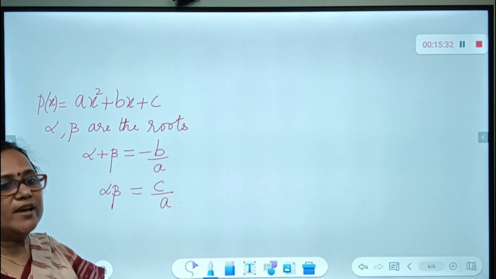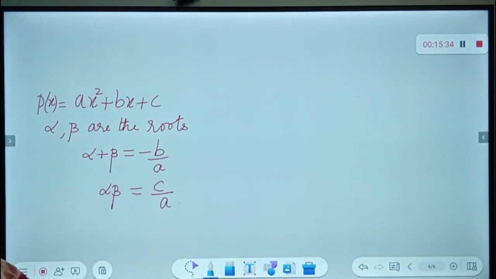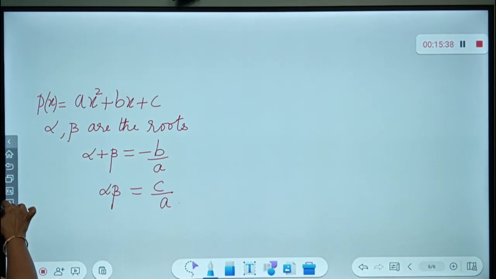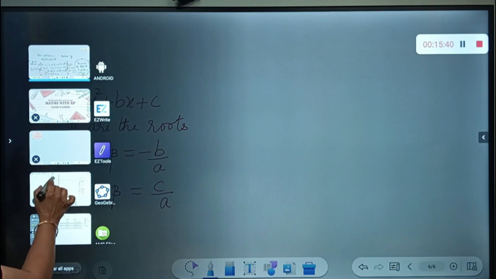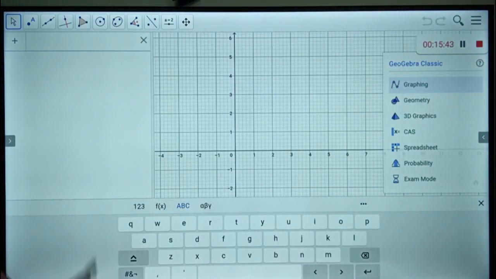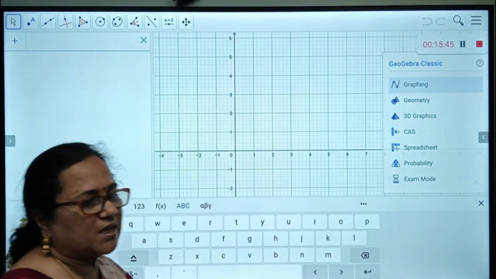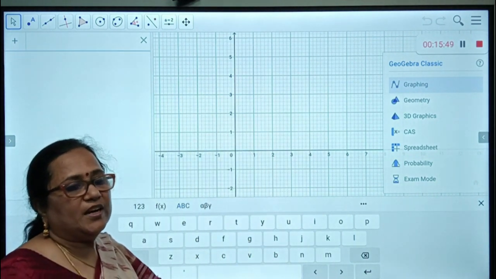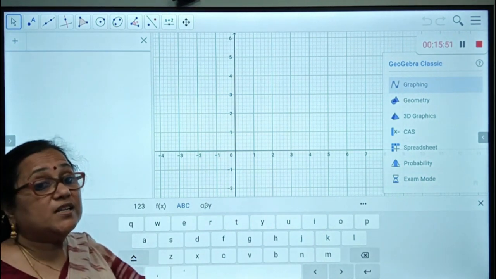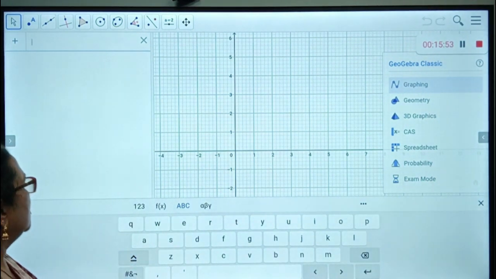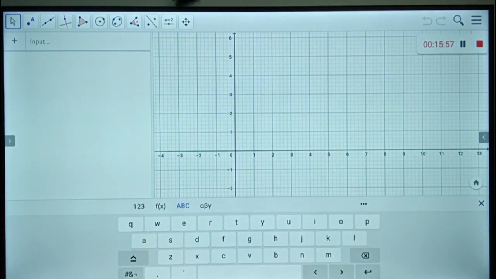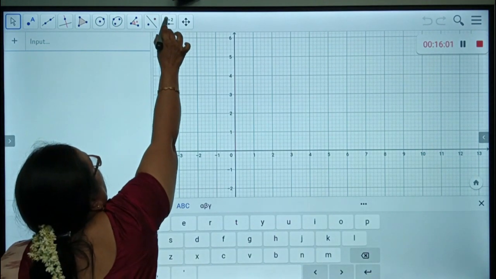Now I am going to explore this using GeoGebra. So this is what is called a GeoGebra screen. GeoGebra is an easily downloadable software, very user friendly. It helps us to visualize mathematical concepts. So I am going to now input. Let us see different curves. First I am going to make a slider.